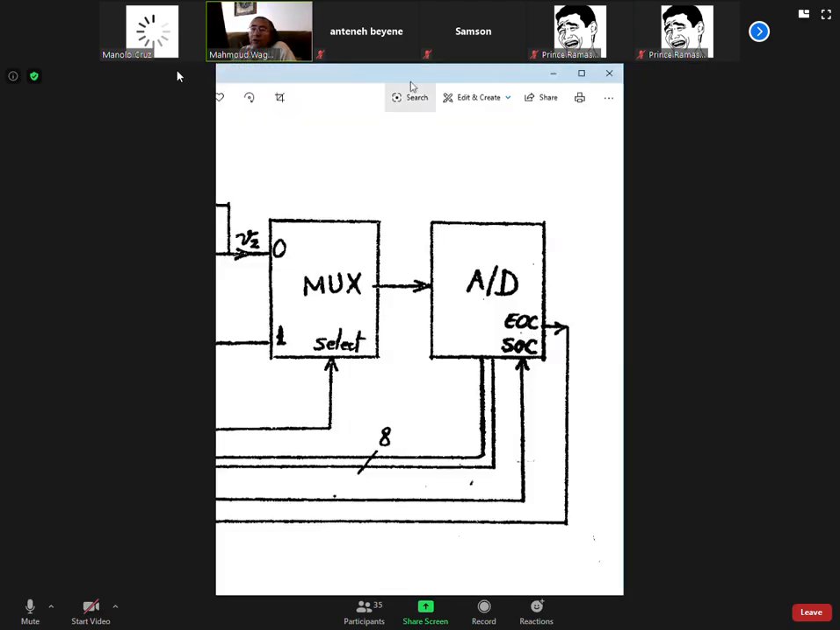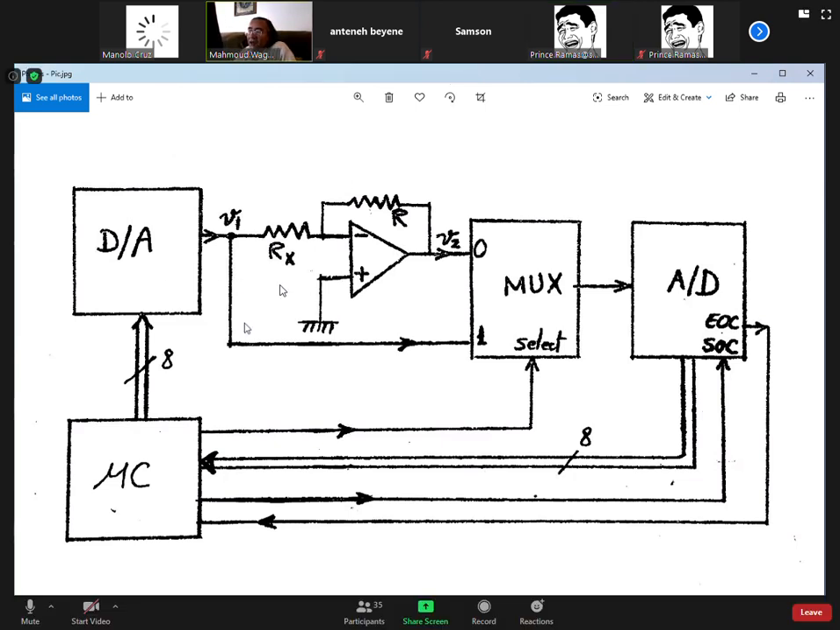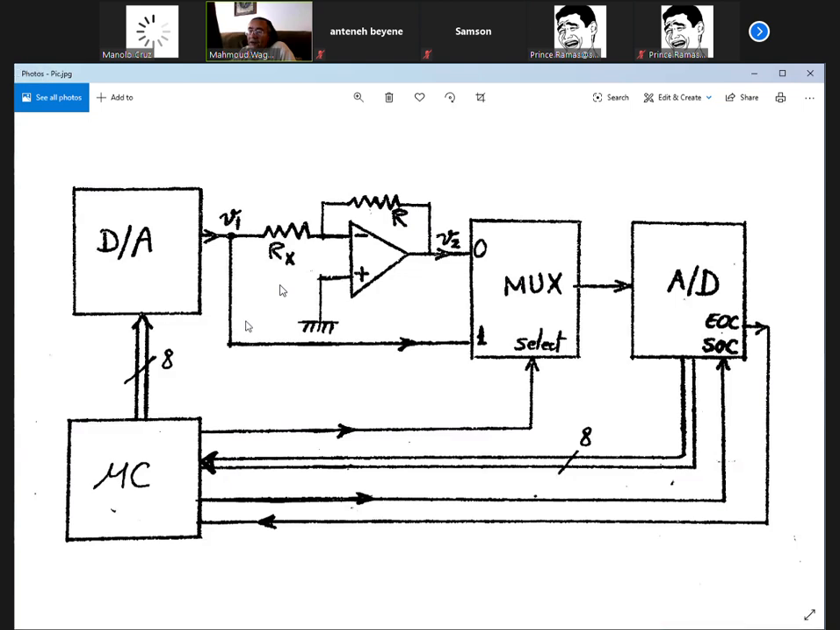Do you see it now? Yes. Okay, so digital to analog converter? No. Wait. Let us see how this works.